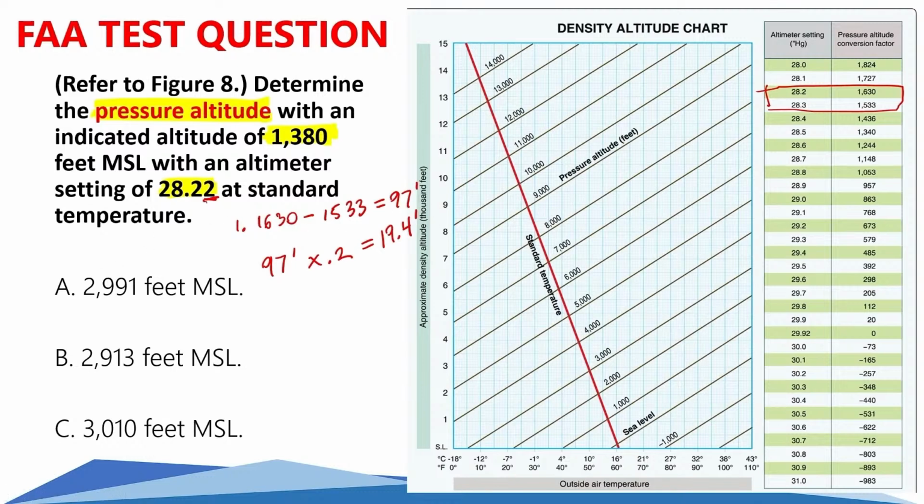Now what I'm going to do is subtract the amount of difference from the amount shown for 28.2, because I'm going to do it that way. So I'm going to take 1630. So this is step 2. This is step 3. 1630. And I am going to add the value of 1380, okay, which is this amount right here, which is our indicated altitude.